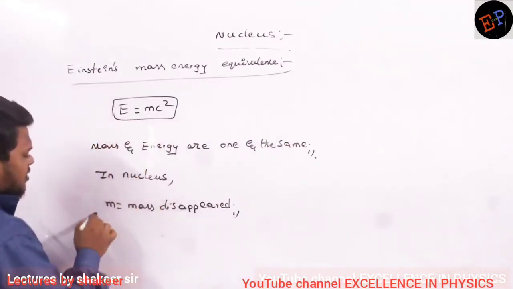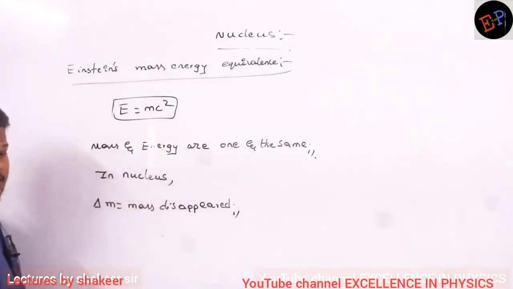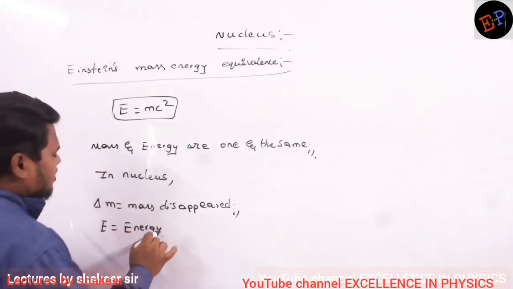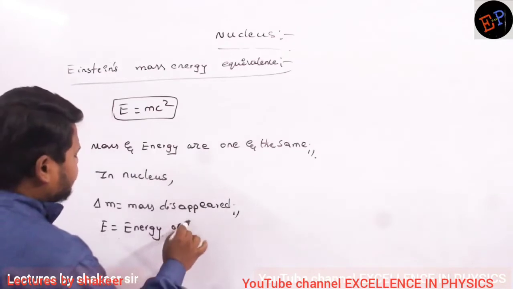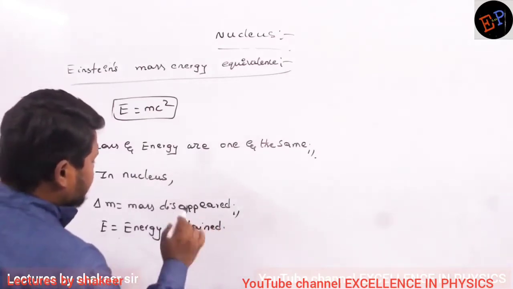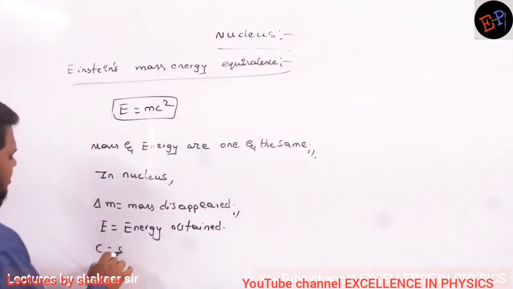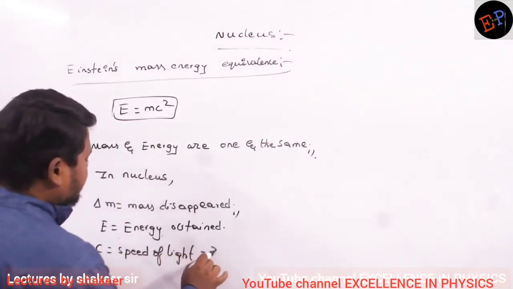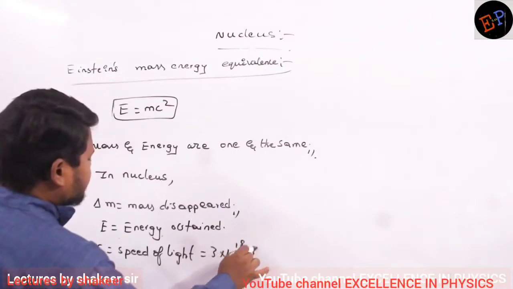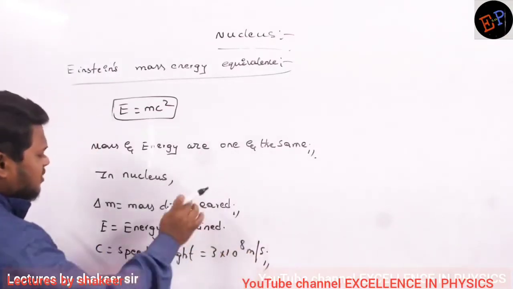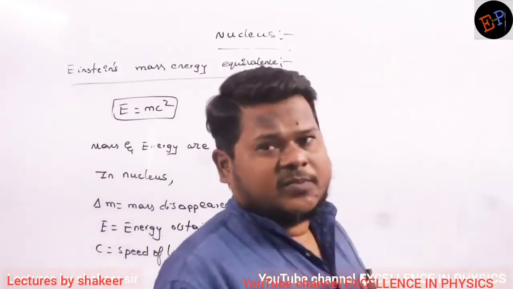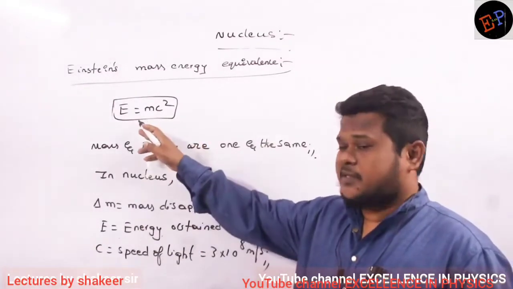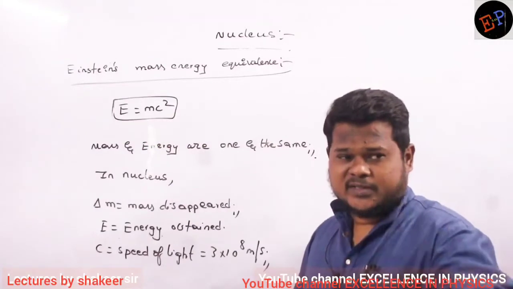So M is called what? M or delta M is called mass disappeared, and E is called what? Energy converted, energy obtained. Clear? And C is called speed of light, which is 3 into 10 power 8 meters per second. Are you able to understand? So it means if some of the mass disappears, it converts into energy. And how much energy will be released? E is equal to mc square energy will be released.